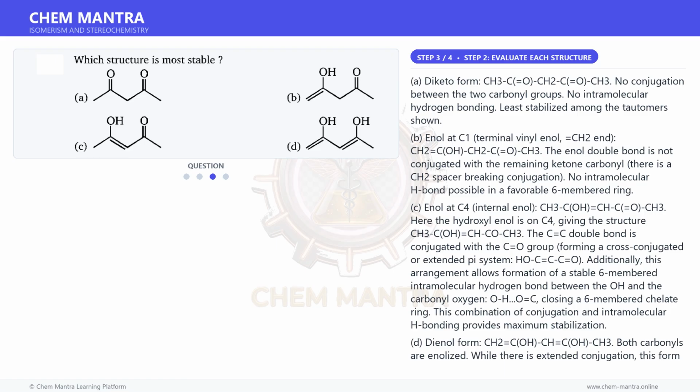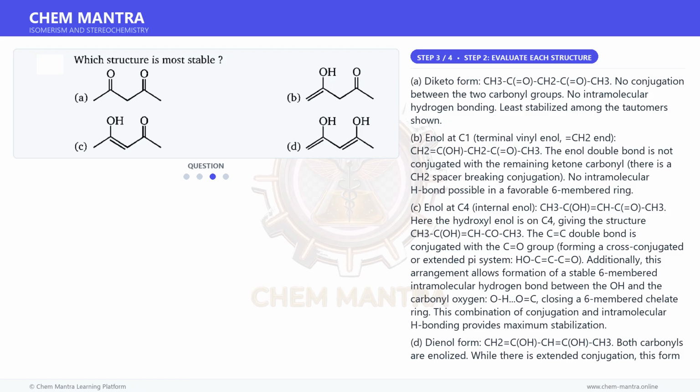Additionally, this arrangement allows formation of a stable 6-membered intramolecular hydrogen bond between the enol OH and the carbonyl oxygen, O-H...O=C, closing a 6-membered chelate ring. This combination of conjugation and intramolecular H bonding provides maximum stabilization.